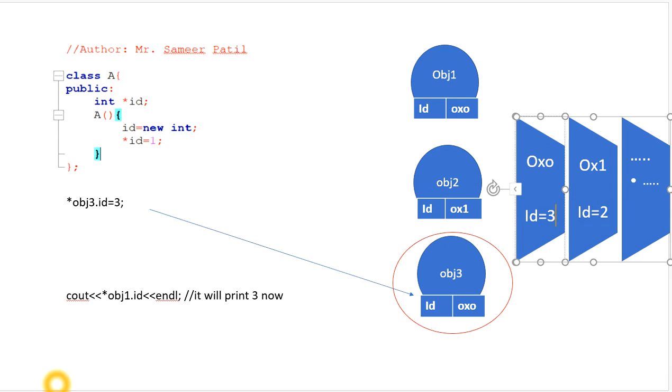So this is the effect of using the new keyword while initializing the data members of a class. I hope you got the concept. In the next video we are going to talk more about new and delete, and then constructors and destructors.